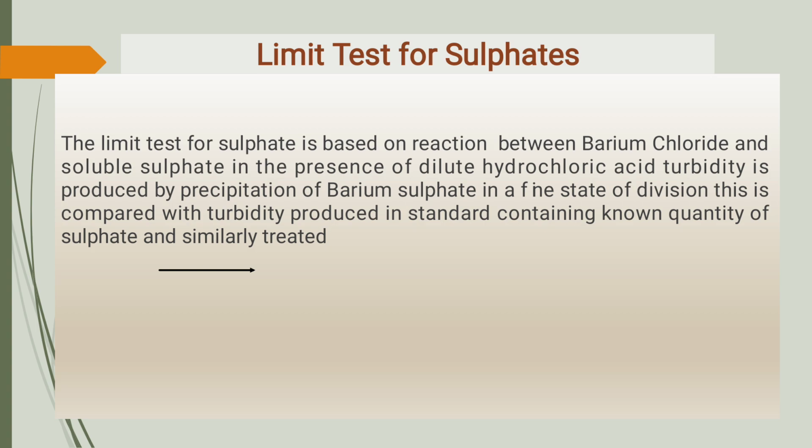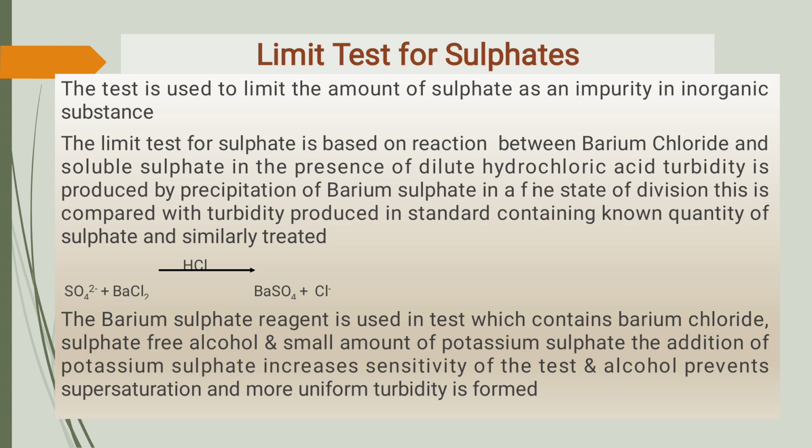Sulfate, when reacted with barium chloride in the presence of dilute hydrochloric acid, forms a precipitate of barium sulfate, which gives the indication that the test is performed. The test is used to limit the amount of sulfate as an impurity in inorganic substances. This test is used to limit, meaning what? This test is used to identify impurity in the form of sulfate in our test sample or in our inorganic compound or in a sample.